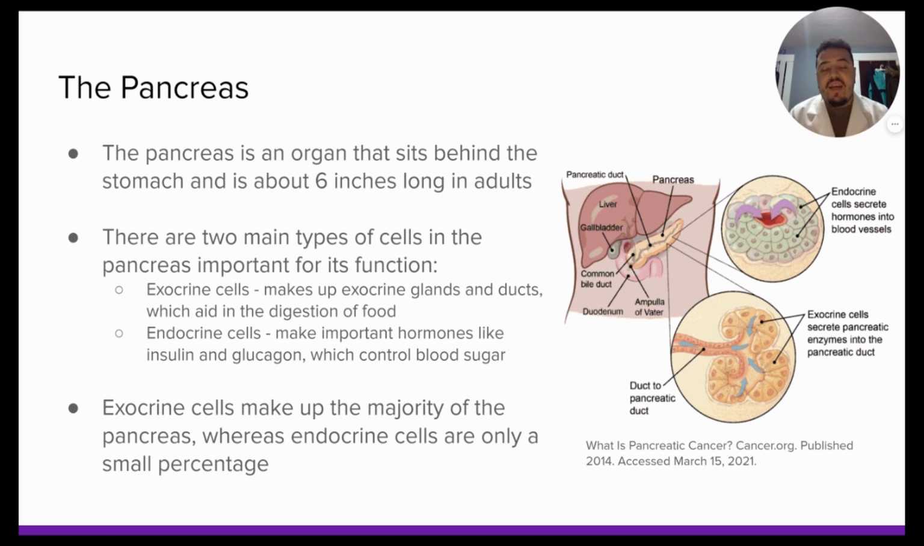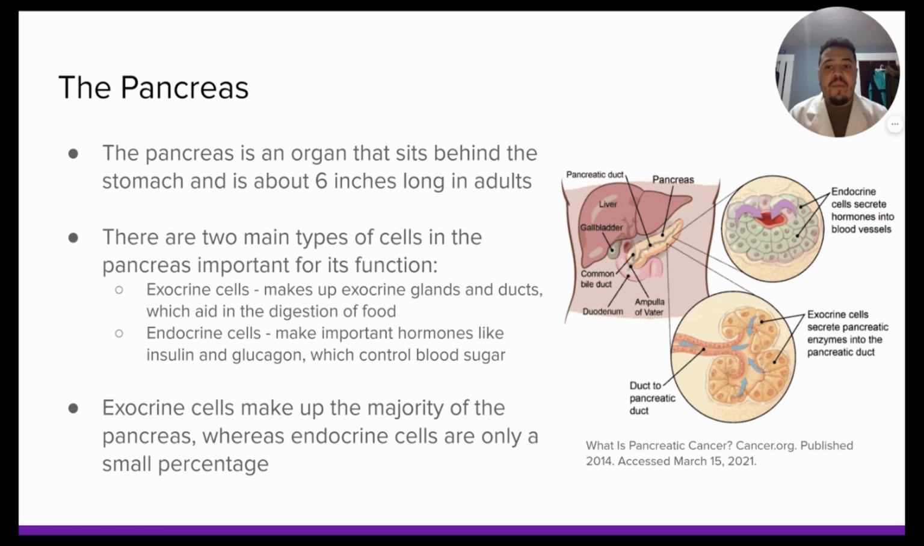There are 2 main cell types which make up the pancreas and are important for its function. The first cell type is exocrine cells. Exocrine cells make up exocrine glands and ducts. Exocrine cells secrete pancreatic enzymes into the pancreatic duct, which aid in the digestion of food.